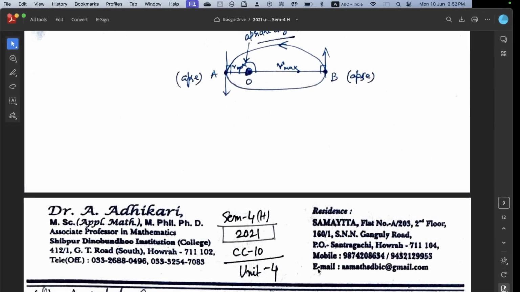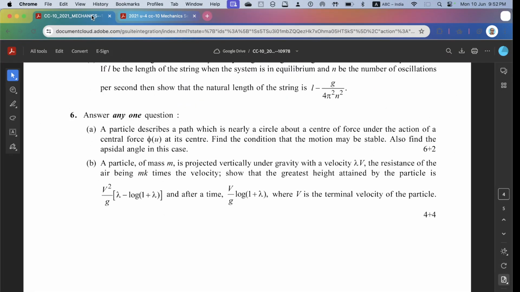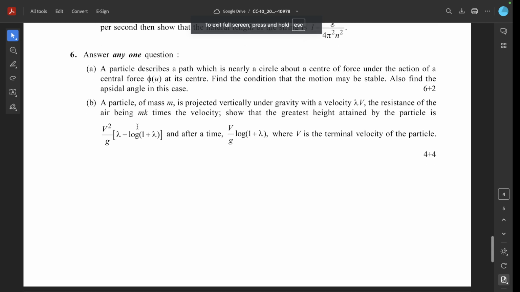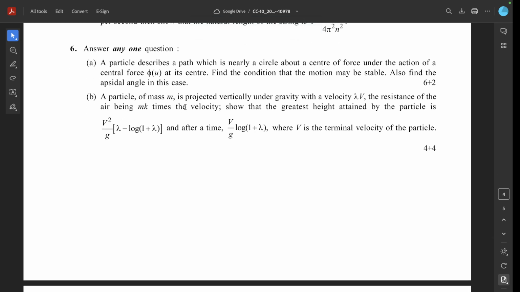Next question. Question 6b. A particle of mass m is projected vertically under gravity with velocity lambda V. The resistance of the air being mk times the velocity, show that the greatest height attained by the particle is V squared by g into lambda minus log of 1 plus lambda, and after time t, where V is the terminal velocity of the particle.